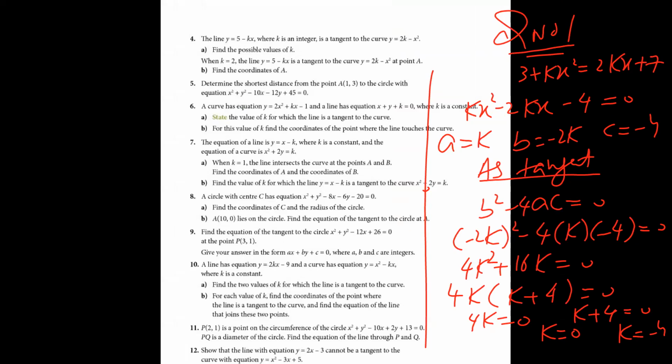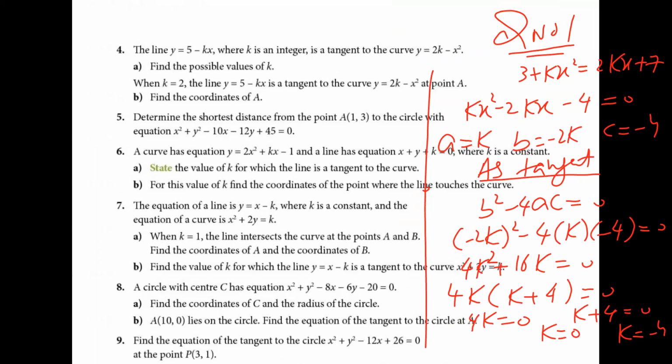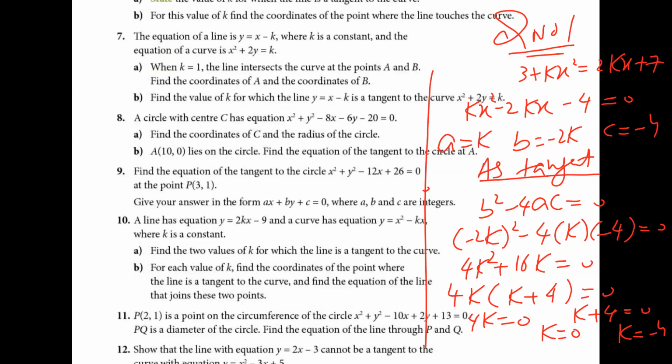Next page, some hard questions are going to come. So, shortest distance. Find the value of k, the integer. Okay, leave it, this is easy.